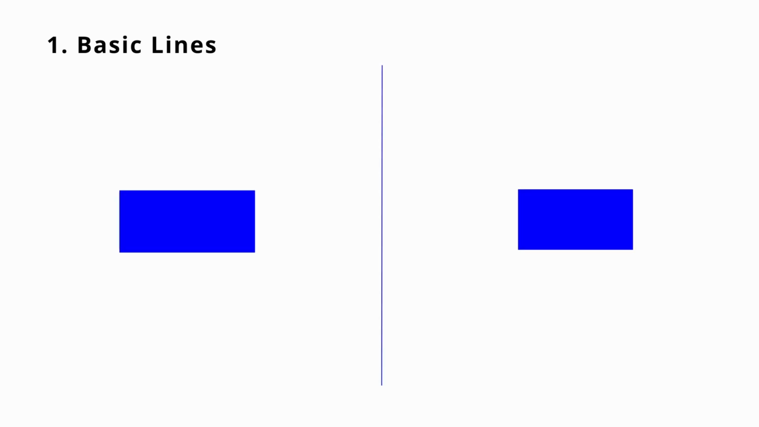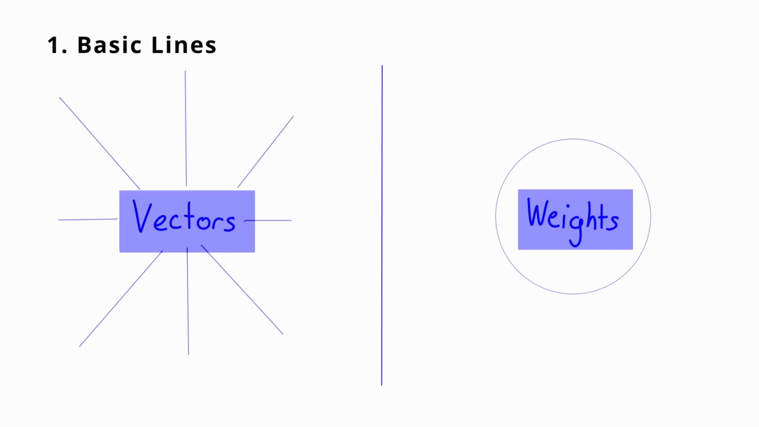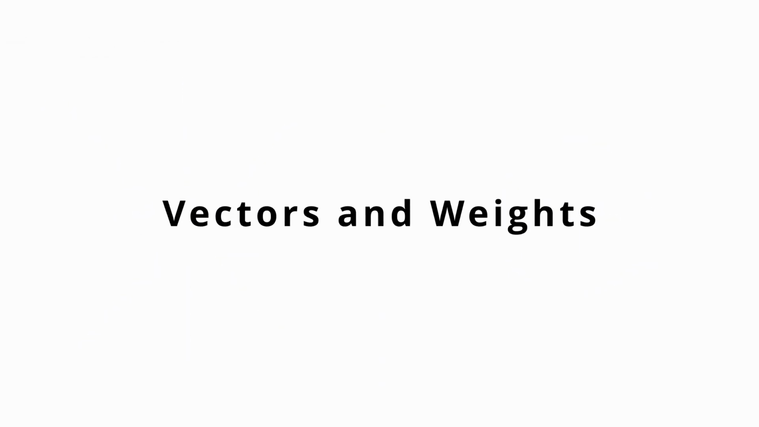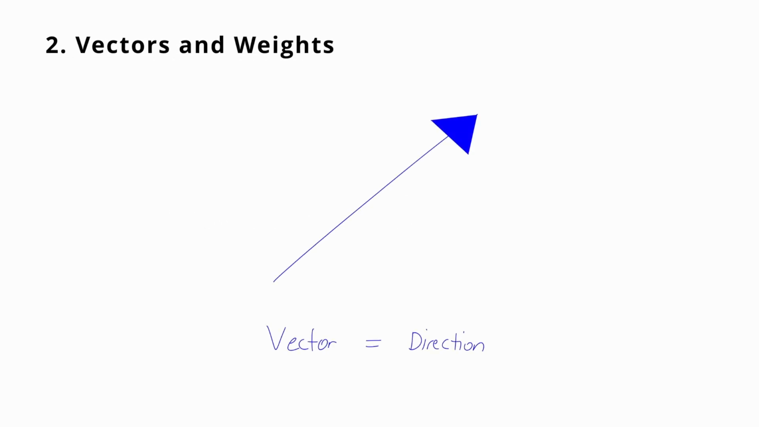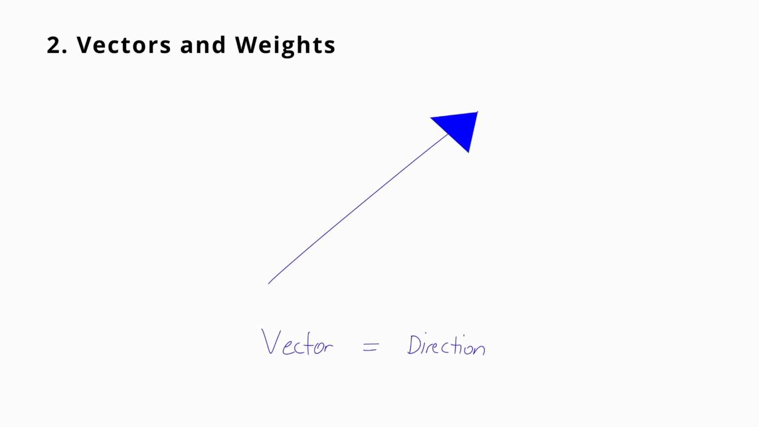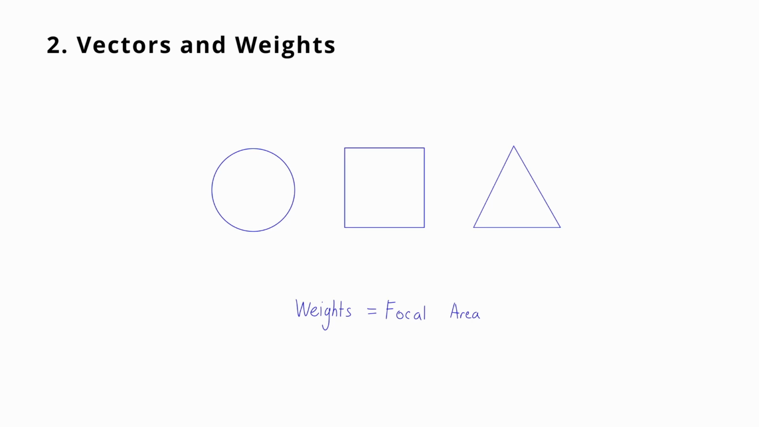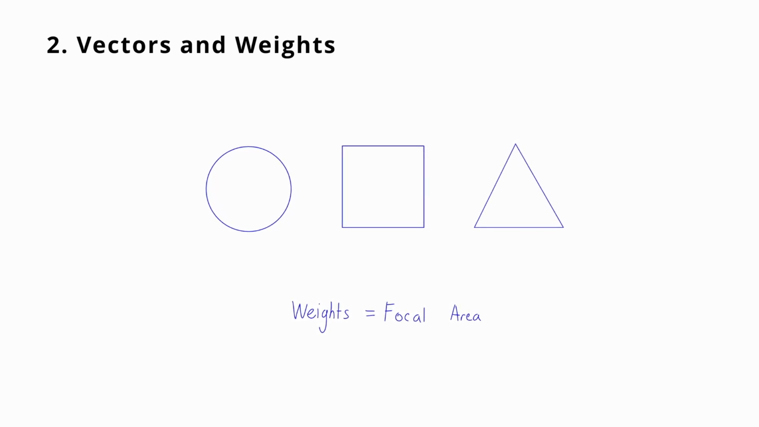But before we get started, I want to introduce two concepts real quick. Weights and vectors. Let's first start with vectors. To oversimplify, you can think of vectors as simply direction. That's all there is to know. It's simply a direction. Weights, on the other hand, can be thought of more as an area where the viewer's eyes are meant to rest on. A good analogy would be weights are like magnets.